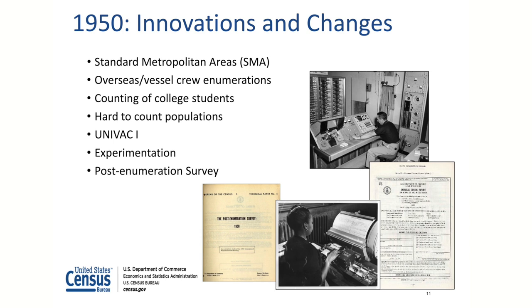For historically undercounted populations, we made an effort to do missed persons forms in newspapers and had a specific night to count transient locations such as motels, tourist courts, and shelters.